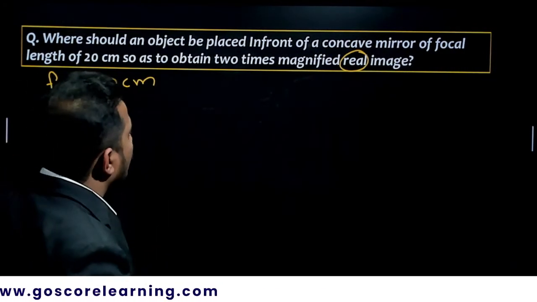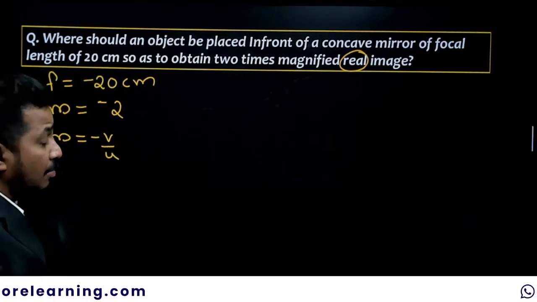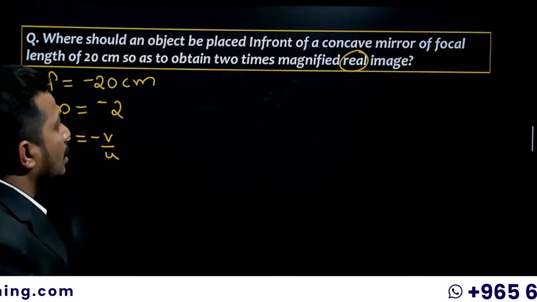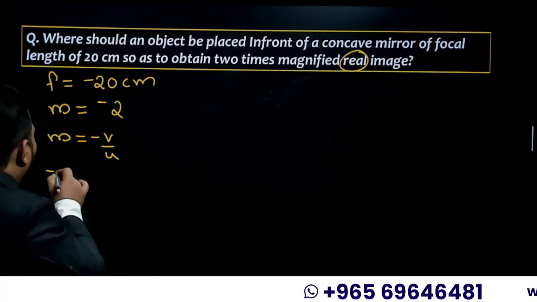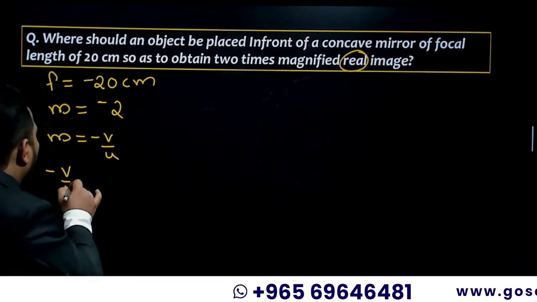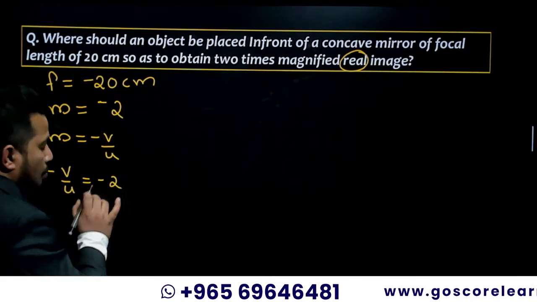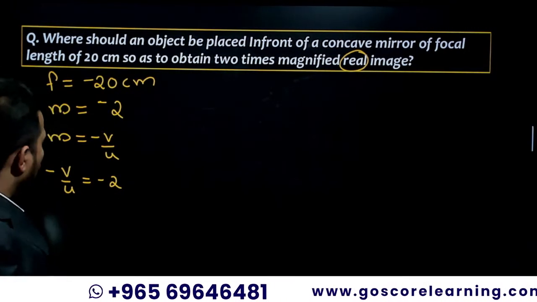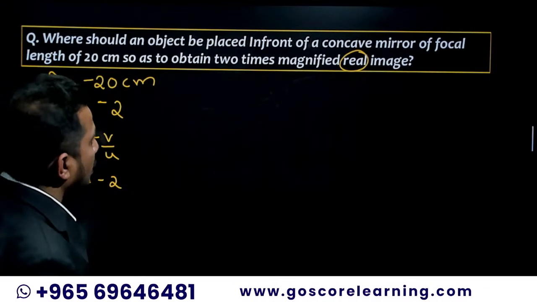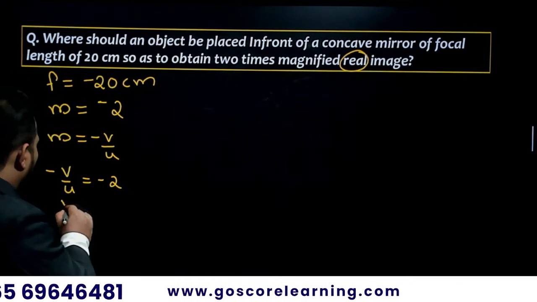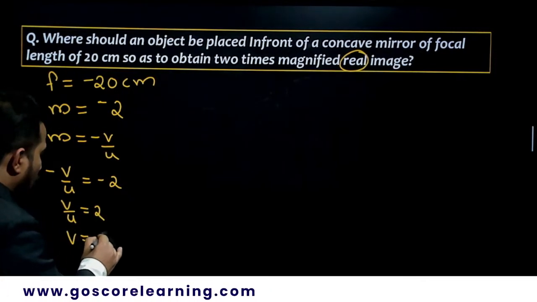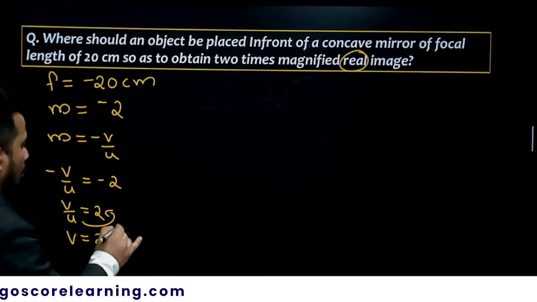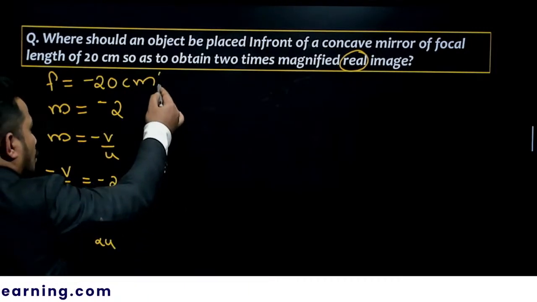This helps you to find the first type of question. Type 1 question, you can solve using this method. So m is equal to minus v by u. Here it is given minus V by U is equal to minus 2, because M is equal to minus 2. For mirrors it is minus V by U, it is a mirror. So V by U is equal to 2, which implies V is equal to 2U.